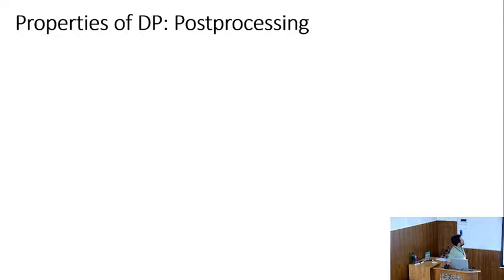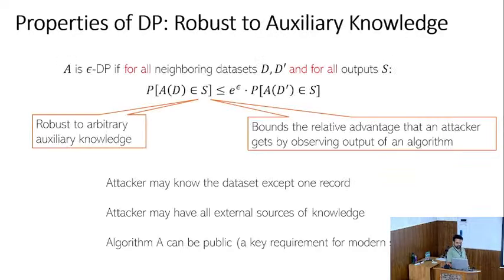The next property is post-processing. Someone in the break was asking me a very basic question: I don't understand why the probability on the right-hand side is smaller than the probability on the left-hand side. No, it's not like that. You have to have this relative ratio bounded, so it's interchangeable. It is true for the other side also. But D' is like removing one data point.